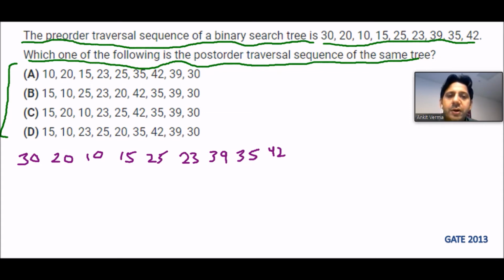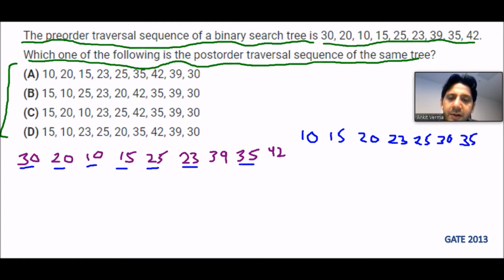The ascending order sequence is 10, 15, 20, then 23, then 25, then 30, then 35, then 39, and last 42. So now this one is the pre-order and this one is the in-order, and out of that we have to construct the tree.